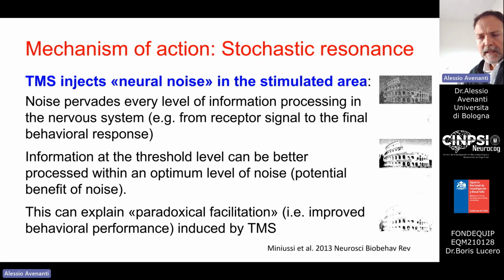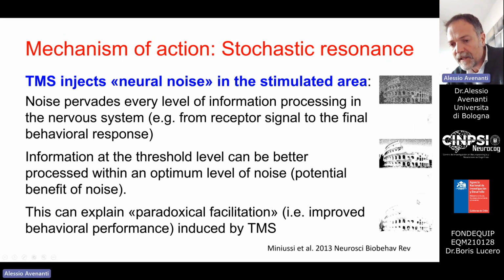But having some noise does not mean that we can only impair performance. When we try to process information, for example a weak signal, say at threshold level, if we introduce an optimal level of noise into the system, we can even perceive that stimulus better. Let me give you an example here on the right of the slide, where you can see a weak signal. This is the Colosseum. I come from Rome, so this is just a little souvenir from my city.